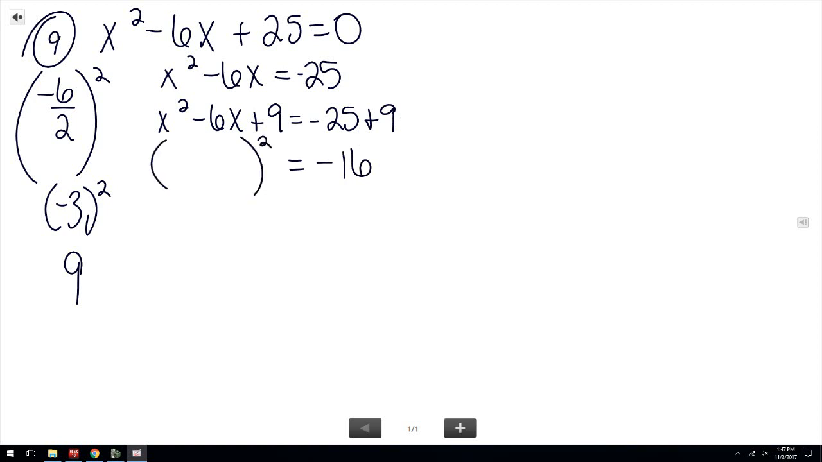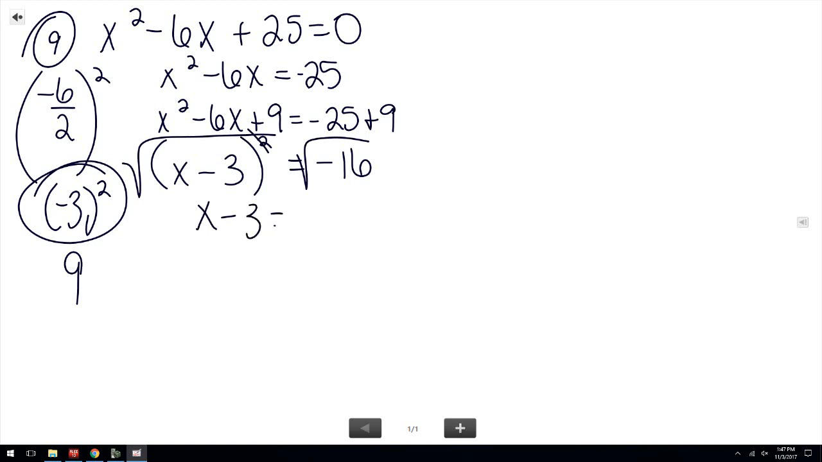All right, how would it factor? X minus 3, X minus 3 squared. Very good. Square root it. Ooh, almost. 4i. Very good. Why does it have an i with it? It's negative. Beautiful.